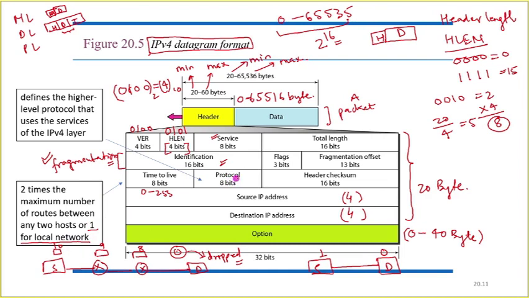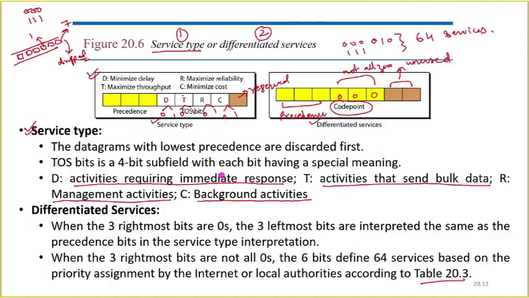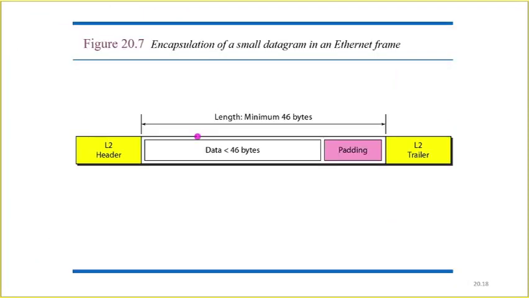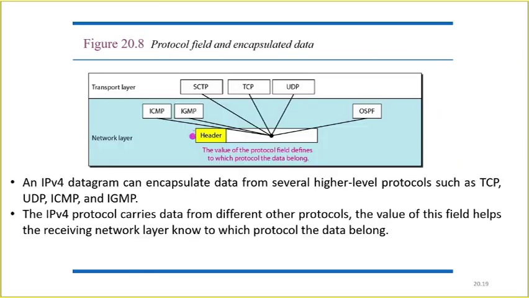Next one is the protocol field, which is also 8 bits. This basically defines the higher level protocols that use the services of the IPv4 layer. What the different protocols are that use the services of IPv4 is governed by these 8 bits. The values for these 8 bits are given here. So these are the protocol field.